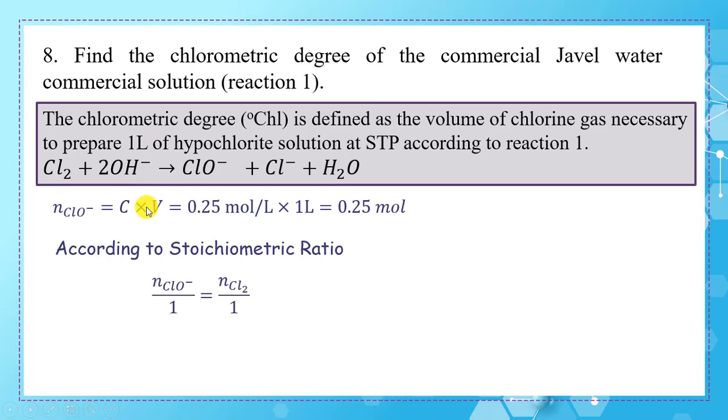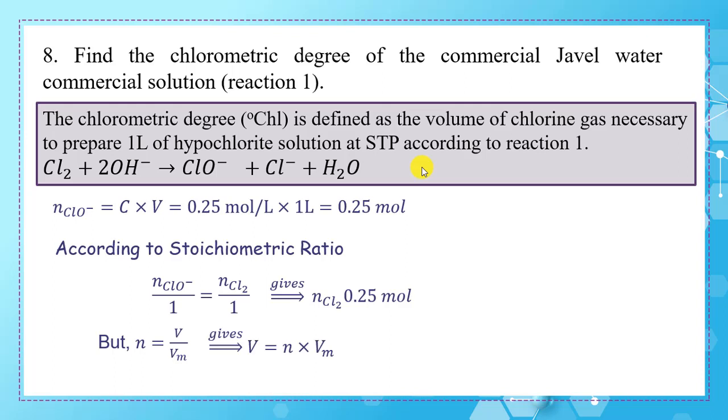And then, using the stoichiometric ratio, we can know the number of moles of Cl2 found in this volume of solution. After finding the number of moles, we can find the volume of chlorine gas because at STP conditions, Vm is equal to 22.4 liters per mole. Therefore, V is equal to n times Vm. We apply the relation to get 5.6 liters. This is the volume of chlorine gas which is necessary to prepare 1 liter of the hypochlorite solution. Therefore, this is the colorimetric degree.